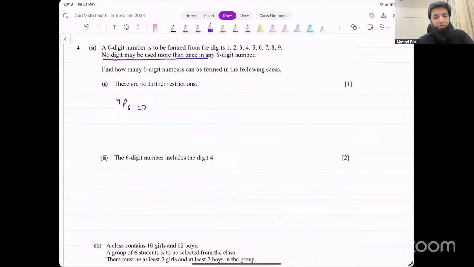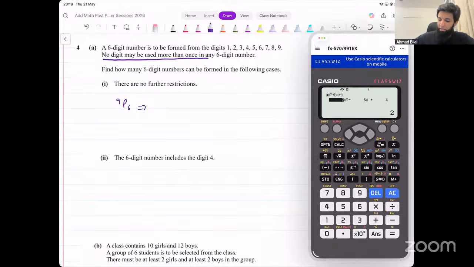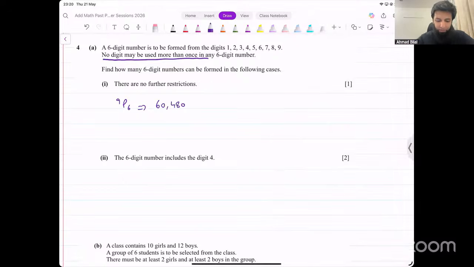Alternatively, you could say for the first place, you have 9 options. For the second, you've got 8 options, then 7, 6, 5, and 4. So 9 into 8 into 7 into 6 into 5 into 4. And that will give you the same result as well. That will be an alternative to this. Okay, put this on a calculator. You can't leave it like this. You have to simplify this. Let's see what we get from that. 9p6, and that gives me 60,480, and that's your final answer for the first part. That was fairly straightforward, easy 1 mark.